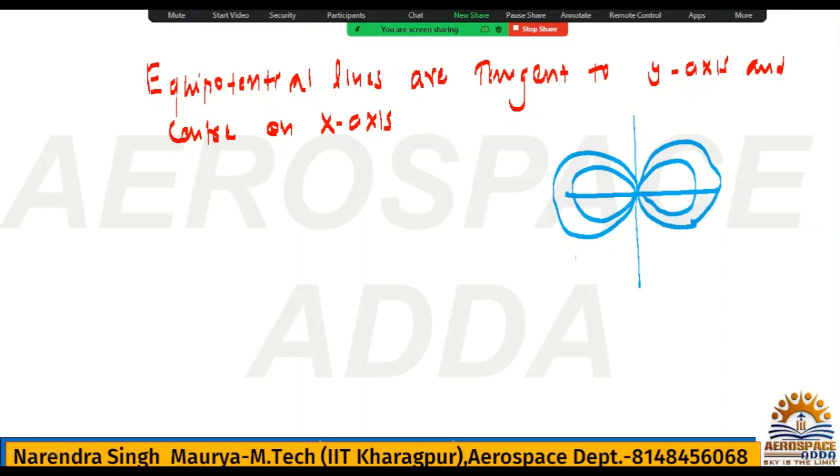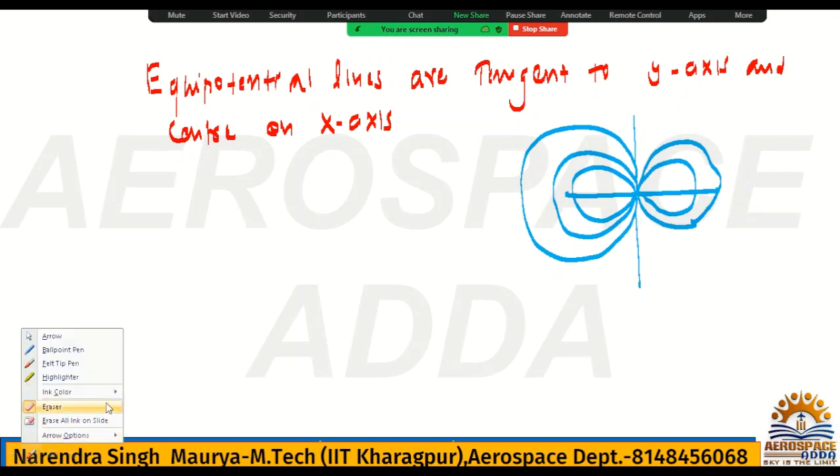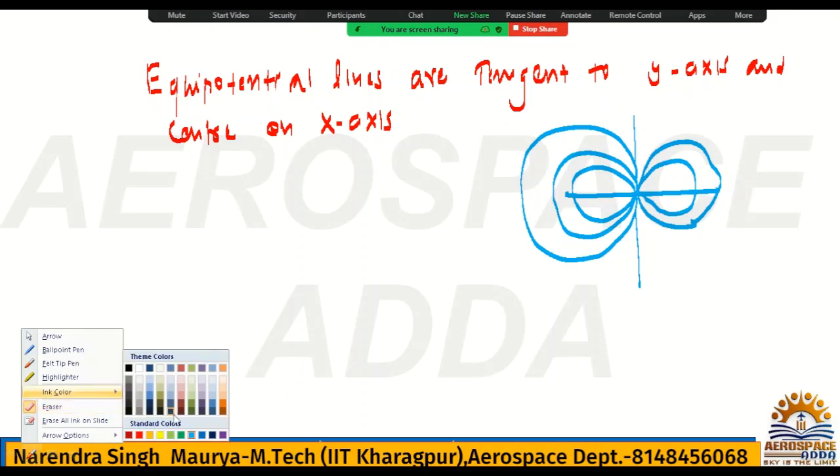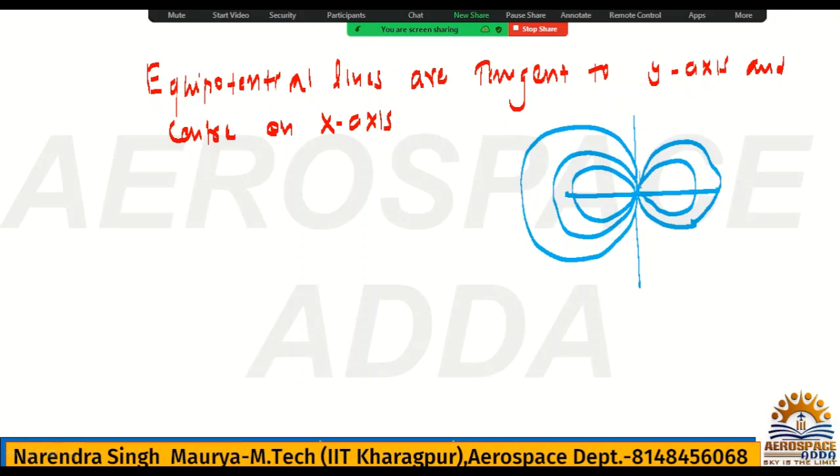Actually, it's a circle, okay? It's a circle only. I'm not able to draw that circle. So check this circle. See this circle. So basically, circle is what? Tangent on y-axis. Yes or no? It's tangent on y-axis and center will be on x-axis. Okay? Center will be on x-axis. All right. Fine.